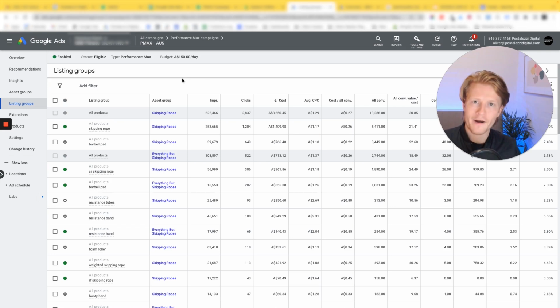There's no hard and fast process or rule that you can follow. You need to understand your own product data, understand what's profitable and what's not, and understand the best way to divide asset groups for your business. And that's going to lead to long-term success with the Performance Max campaign.